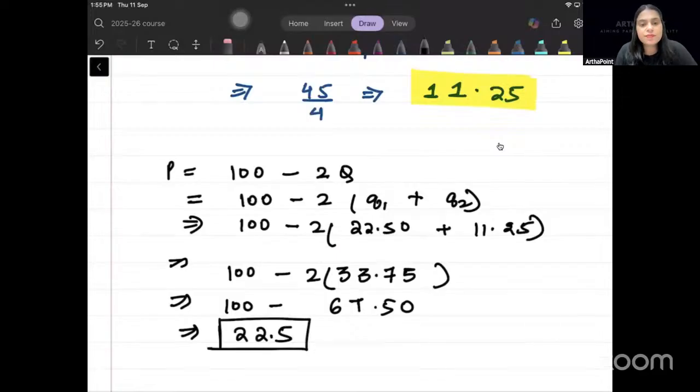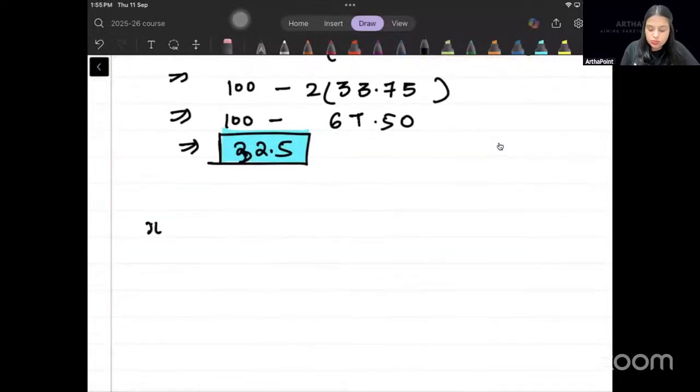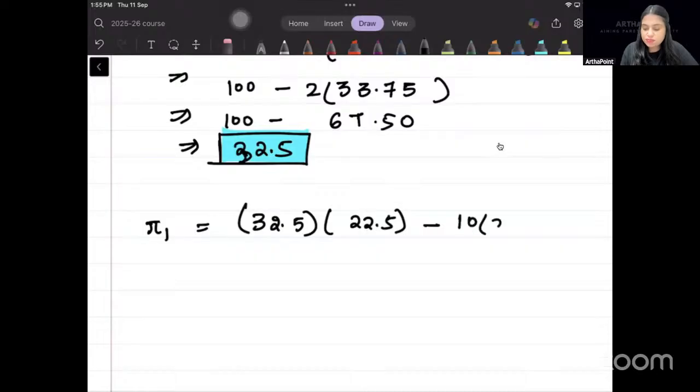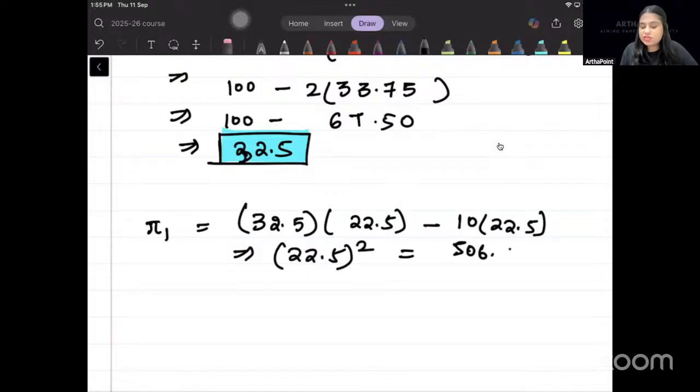Please recheck. This will be 3, na. 10 minus 9, 9 minus 1, 32.5 will be your price. So price will come out as 32.5. I know price, I know quantity, I can find out the profit of the two firms. So profit of firm 1 is price into its quantity minus cost, which means 22.5 whole square. So it is going to be 506.25.